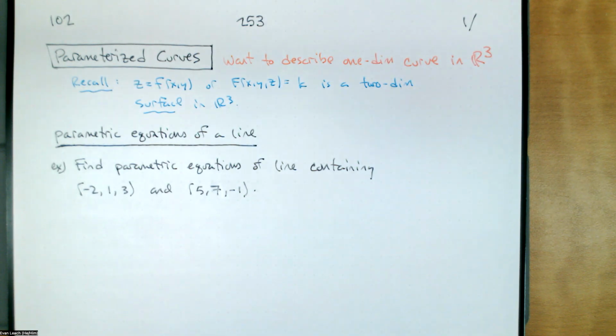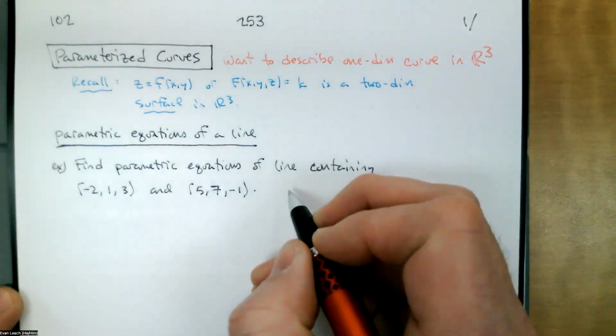In R2 or in R3, 2 points will determine one line. So here we have 2 points in R3, and we want to make a line containing those points. To describe a line, we need a place to start, that's one of these 2 points, and a direction to go. Classically, in R2, we've described the direction with slope, a rise and a run, a change in y and a change in x. So we need 2 things to describe a line: a place to start and a direction to go.